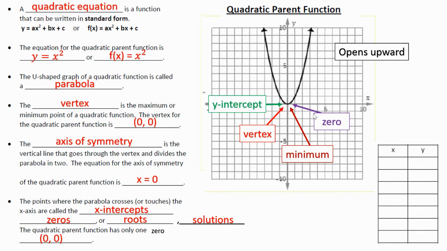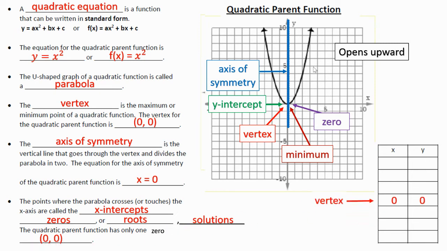And it opens upward. Remember, it can either open upward or it can open downward. It will never open side to side. That would make it not a function. And now the axis of symmetry is the imaginary line that goes through the vertex, down through the center. And you can see it right there at x equals 0.